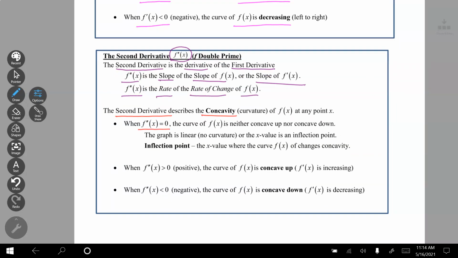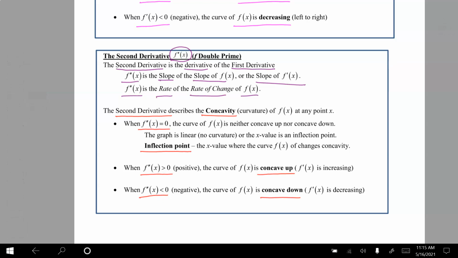When f double prime is equal to 0, this is where the graph is neither concave up nor concave down. It will be our inflection point. It's where it changes concavity. When f double prime is positive, that means we have things that are concave up. And when f double prime is negative, that's when we have things that are concave down. F double prime being positive means f prime is increasing, or the ROC is increasing, and f double prime being negative means f prime is decreasing, or the ROC is decreasing. And we talked about these in the third quarter in Unit 2.